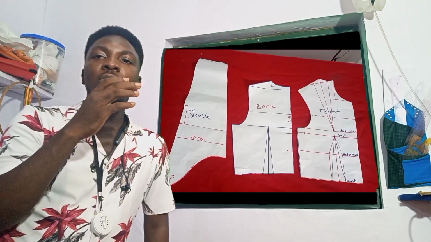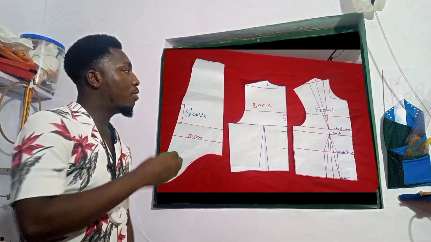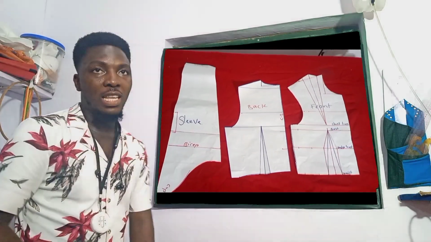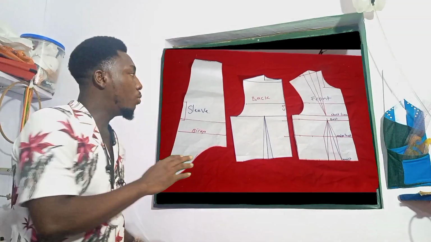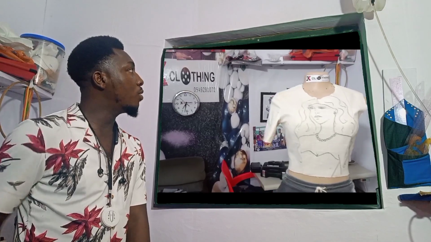Today we're going to learn how to draft the basic bodice for the female. We are drafting the front, the back, and the sleeve. After we're done with that, we would also use this to sew this very simple style you see here.